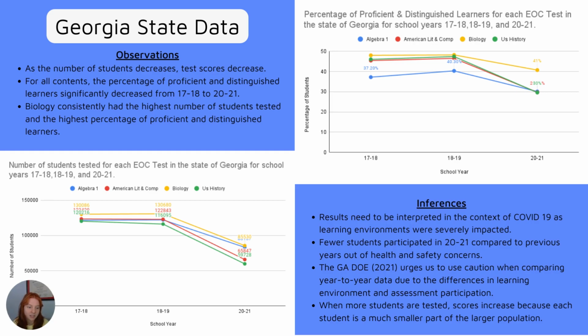And finally, when more students are tested, scores increase because each student is a much smaller part of the larger population. So we can infer, based off what we've observed, that these test scores are severely impacted by COVID-19 and the change in learning environment. And students have opted out of taking these tests during the year of 2020-2021. So how did this impact Georgia Cyber?